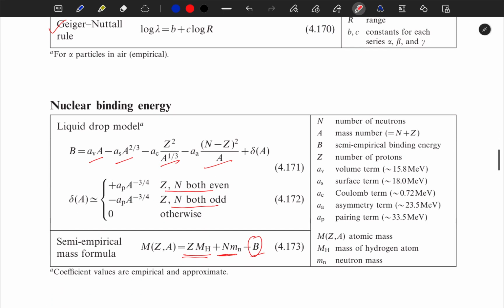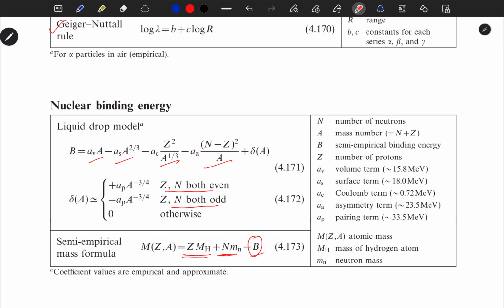Nuclear binding energy. From the liquid drop model, the binding energy is the volume contribution, area contribution, Coulomb contribution and asymmetric contribution, plus delta, which takes different values for Z and N both even, both odd, and otherwise it will be 0. The volume contribution goes as A to the power 1, the surface contribution as A to the power 2 by 3, the Coulomb contribution as Z square by A to the power 1 by 3, and the asymmetric term as (N minus Z) square by A.